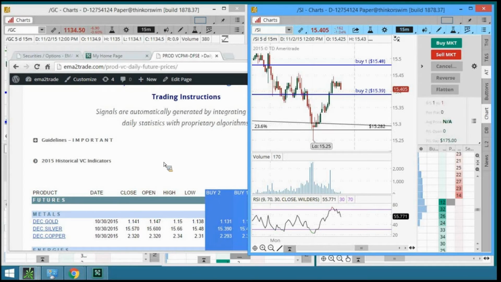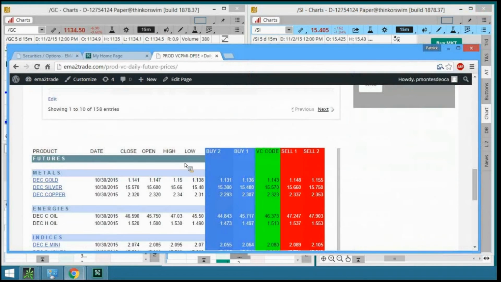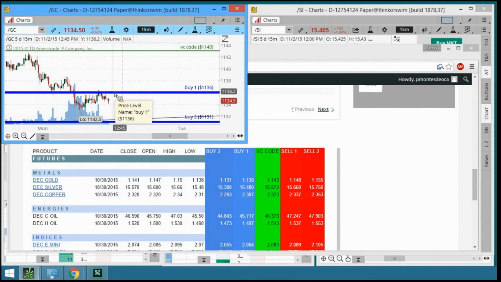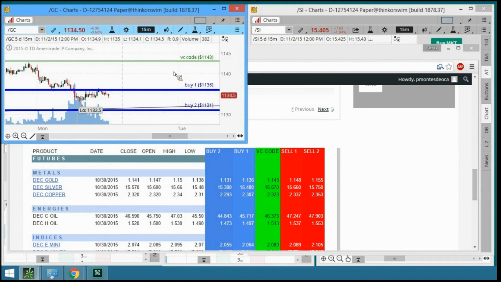The gold market came into an 1131 to 1136 level. The low today was 1132.50, and on Saturday we expected it to come in on a low as low as about 1131. But it's suggesting that you should be buying anywhere between buy one and buy two. A close above 1136 will activate the buy one level, and it would be very bullish for the market, actually activating the 1143, which is the mean or the average for the day of 1143.